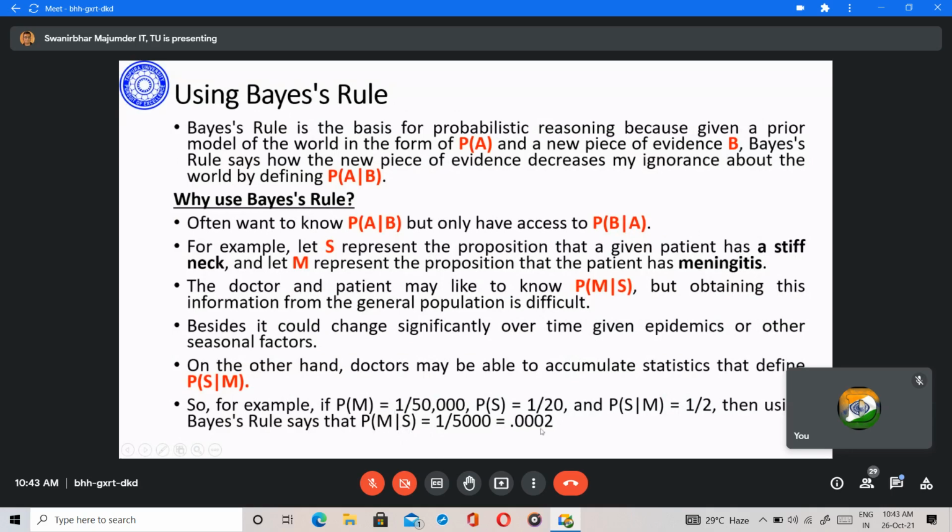So that is 0.0002. Normally the probability of meningitis is this, and in case you are having stiff neck, that time your probability of meningitis is 0.0002. So it is much higher than this one, isn't it? So here it is 0.00002, and here it is 0.0002. Okay, clear up to this? Anybody having any questions? I'll be discussing this again.